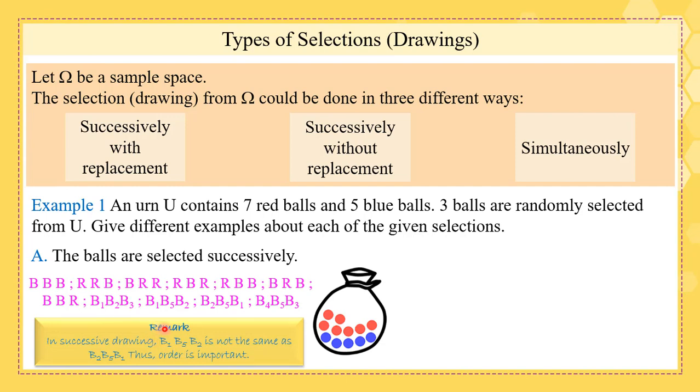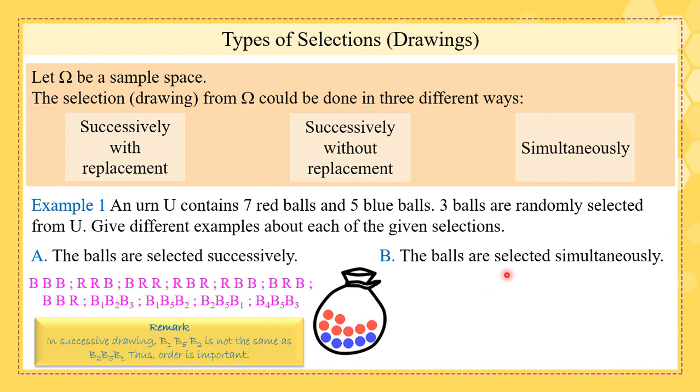Now notice here, if I choose blue 1, blue 5, blue 2, it is not the same as blue 2, blue 5, blue 1. So the first selection is not the same as the second selection. That's why here we say that the order is important. We're going also to see the meaning of order later.